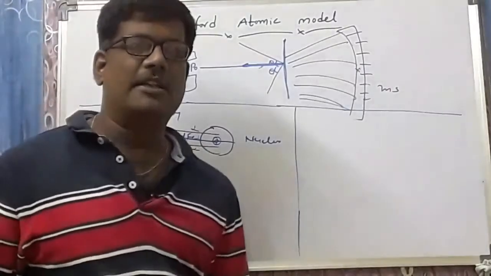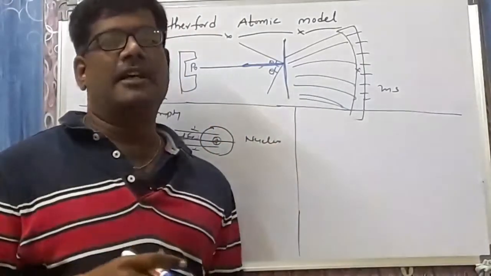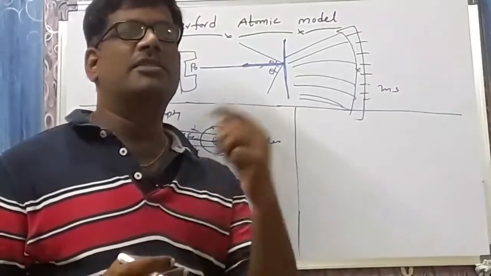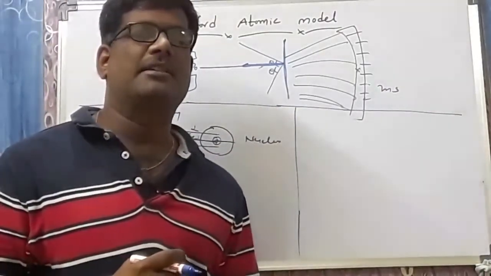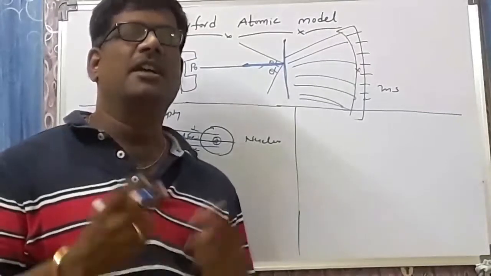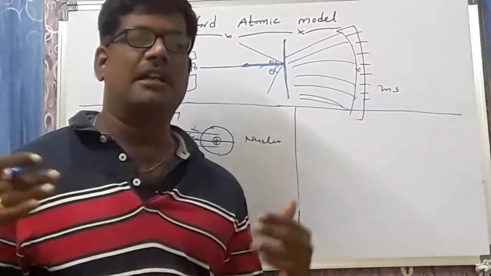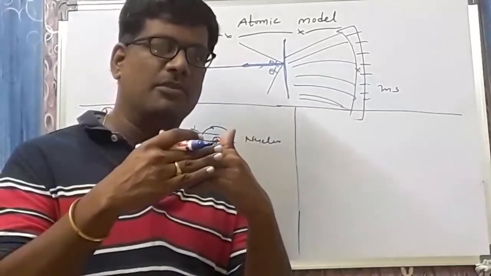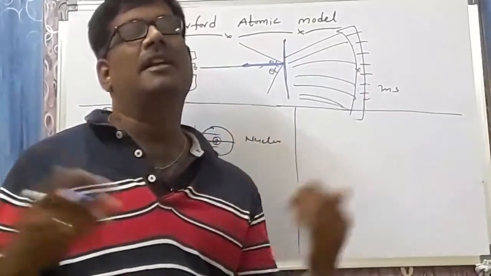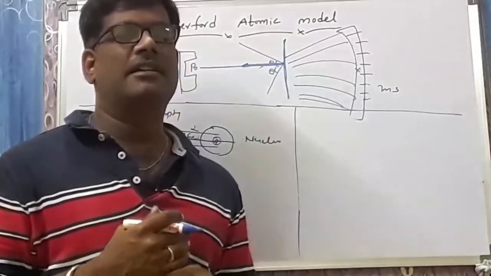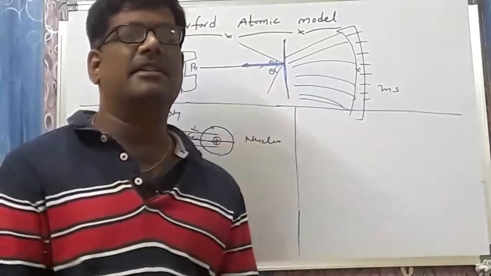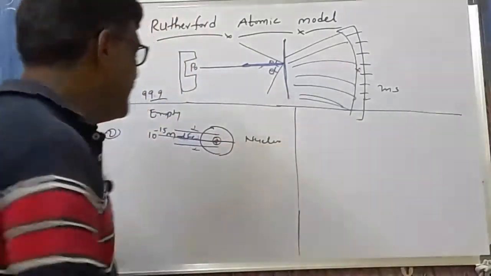That's why few particles are deflected with theta, and very few particles are deflected by 180, because the positive charge is located exactly at the center of the atom, which is called the nucleus. The nucleus has a positive charge, and the alpha particle also has a positive charge. Whenever a positive charge comes closer to a positive charge, deflection takes place immediately, at the angle theta. Whenever it collides with exactly the center of the nucleus, it is deflected by 180.